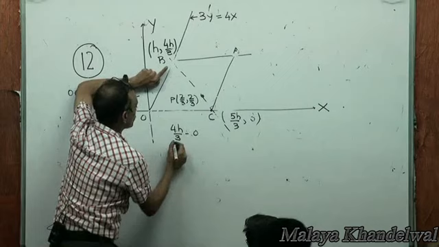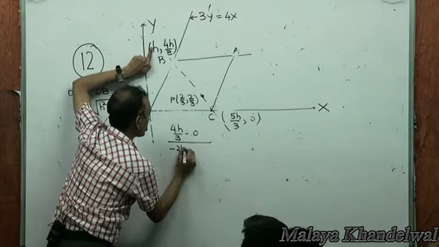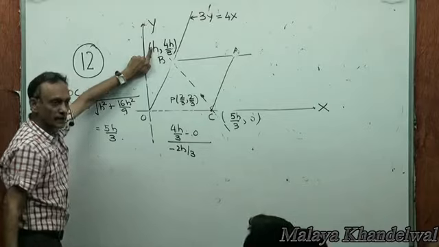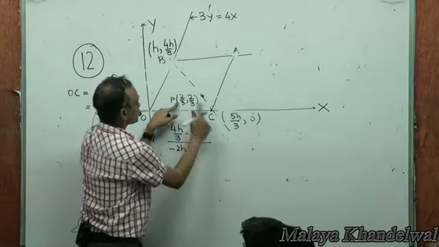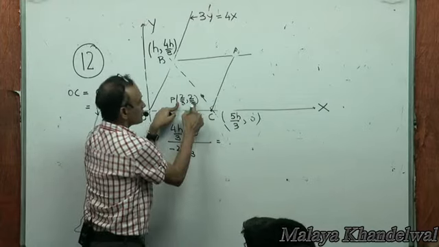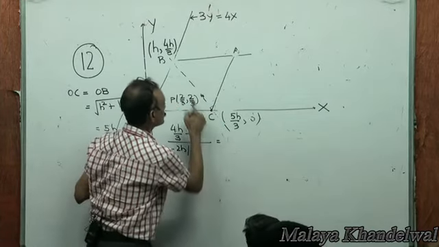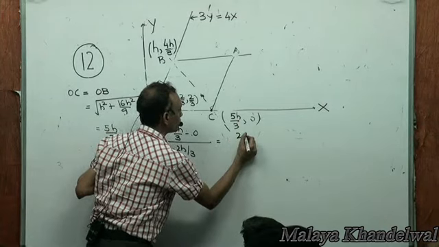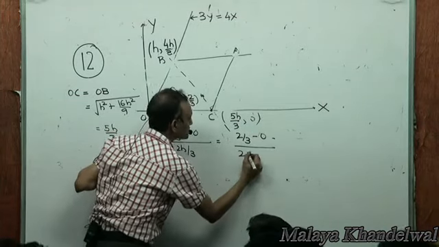4h by 3 minus 0 divided by h minus 5h by 3, which is minus 2h by 3. I could have also found the same thing. The same slope would have resulted if I use PNC: then 2 by 3 minus 0 divided by 2 by 3 minus 5h.